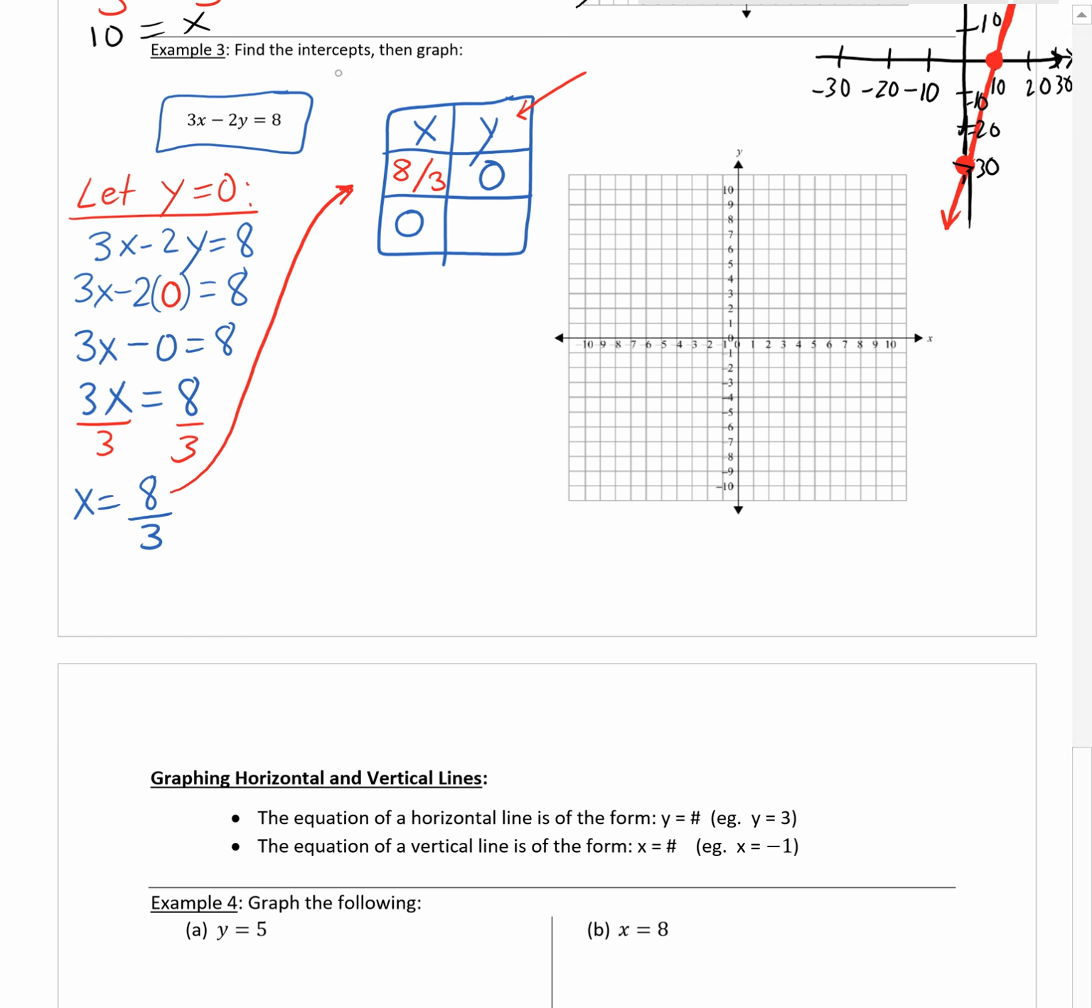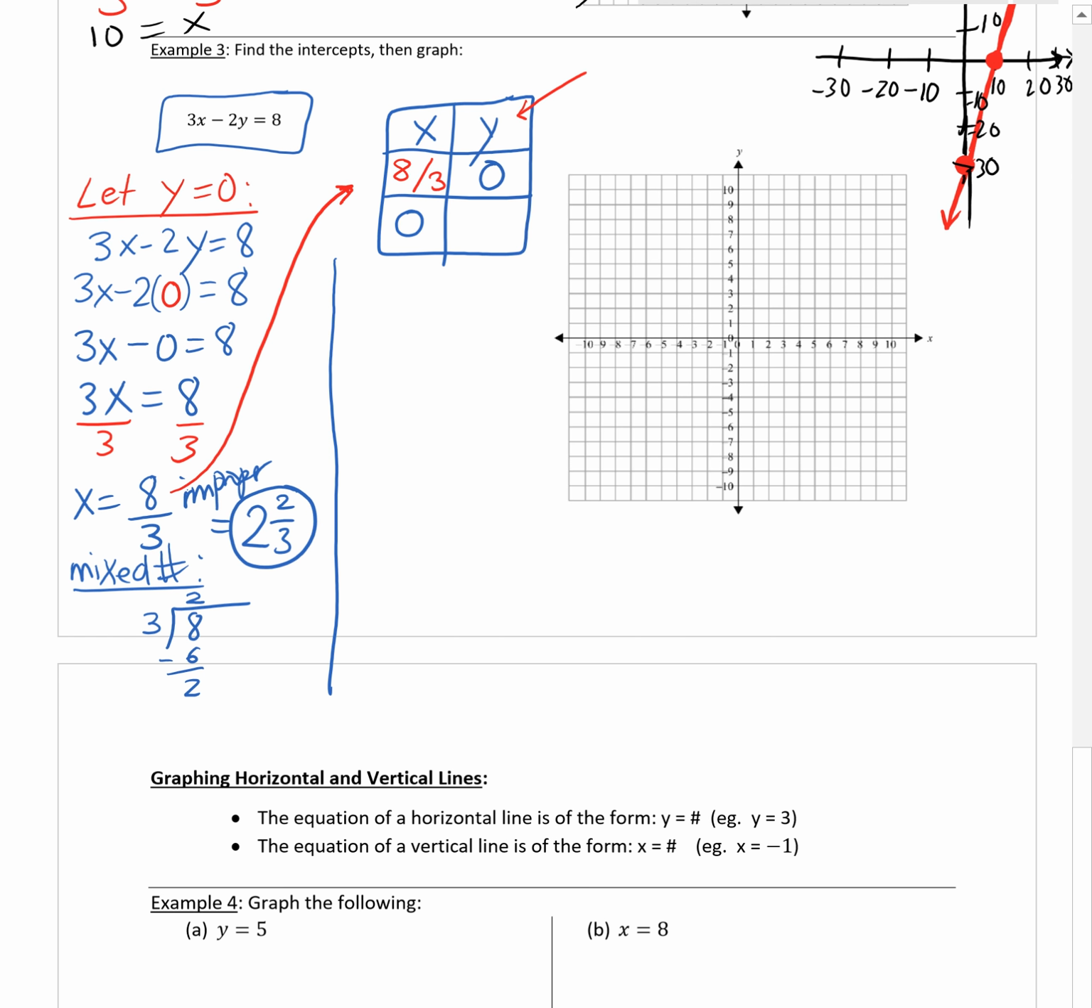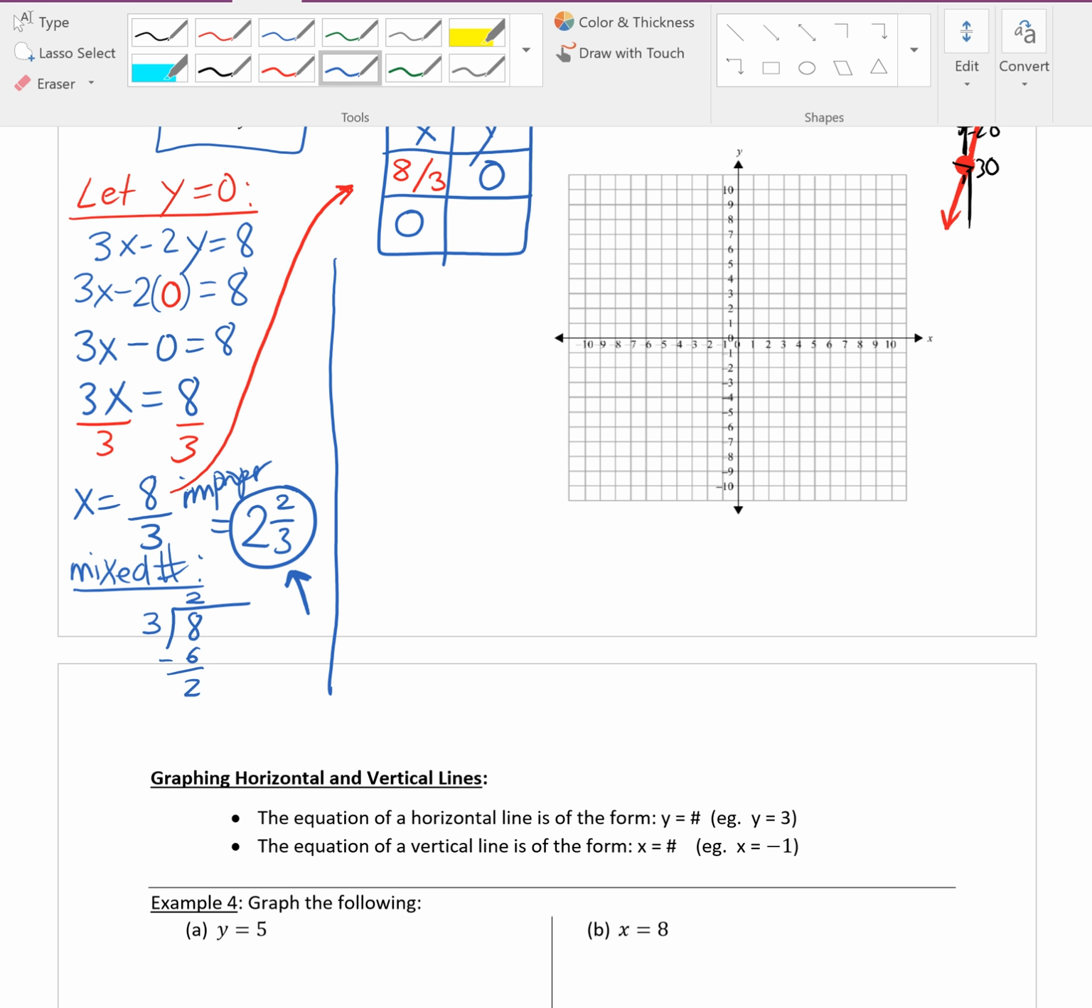Or you know what? While it's on my mind, I might do it now. This is, like we said before, an improper fraction. Improper fractions are hard to plot, so I'm going to change it to a mixed number. Now, if you remember how to do that, you divide the denominator into the numerator. 3 can go into 8 twice, with 2 left over, that means this guy is 2 2/3. That's probably a lot easier to plot. So I'm going to keep in mind when I try to plot that x-intercept, I'm not going to plot 8/3, 0. I'm going to plot 2 2/3, 0. That'll be easier. All right, let's try the next one.